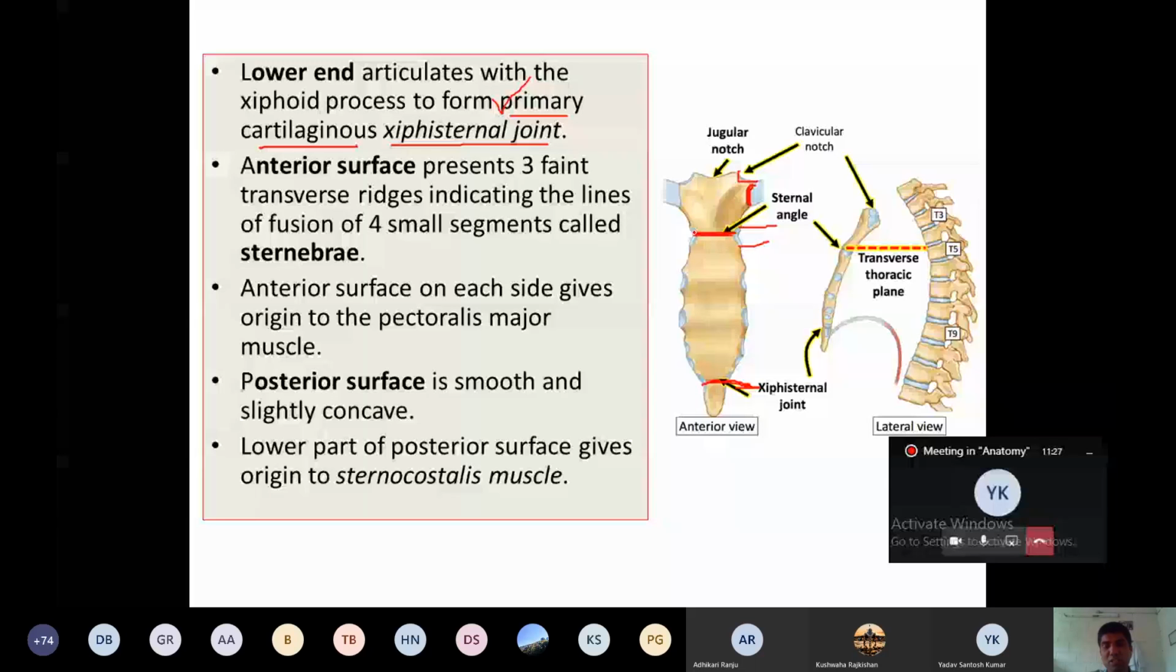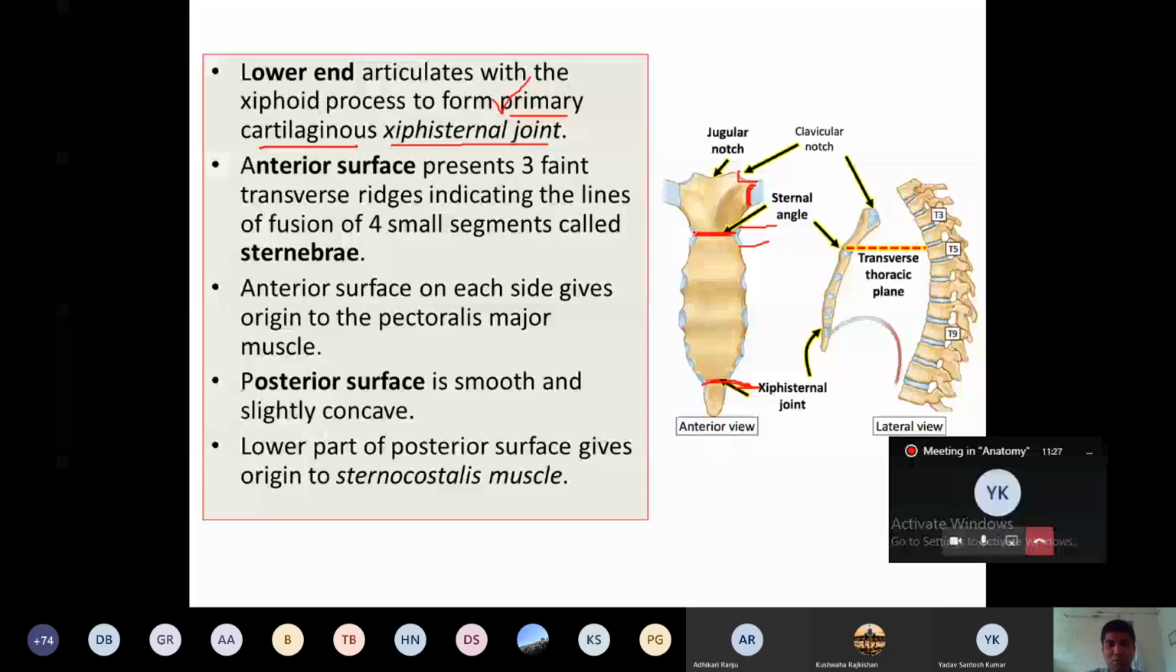This one is which joint? This is the secondary cartilaginous joint. And here, the xiphisternal joint. Okay, xiphisternal joint: this is the xiphoid process, this is the sternum. So this xiphisternal joint here is the primary cartilaginous joint.